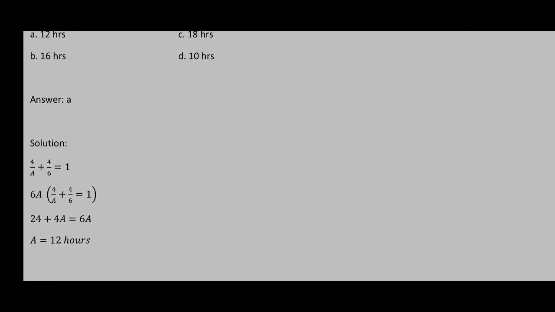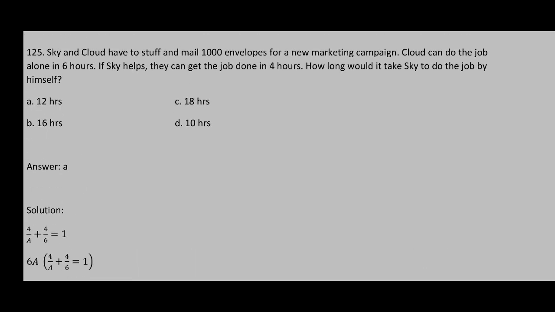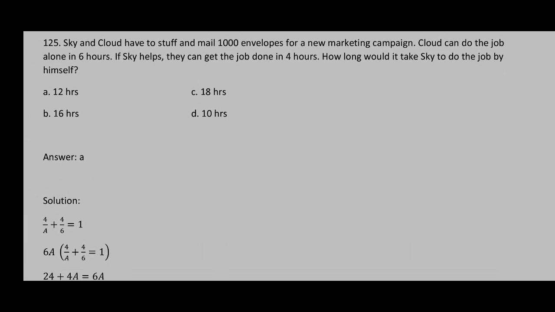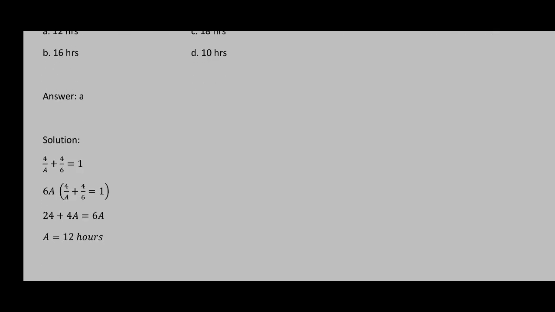Okay, solution, 4 over A plus 4 over 6 equals to 1. So, 6A times quantity 4 over A plus 4 over 6 is equals to 1. So, therefore, magiging 24 plus 4A is equals to 6A, and A is 12 hours. So, ganun lang siya kasimple, basic algebra lang siya, basic analysis. Pero kung di kaya, i-Looksfam na lang, sagot daw dyan ay letter A, 12 hours. And here's the solution.